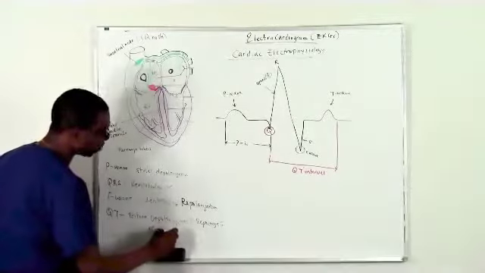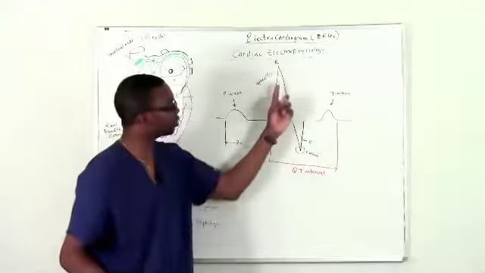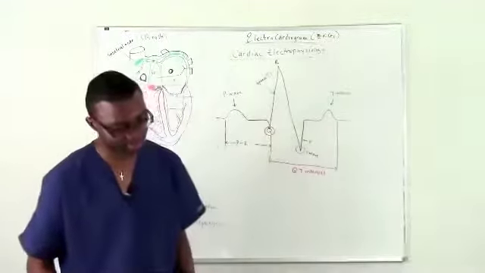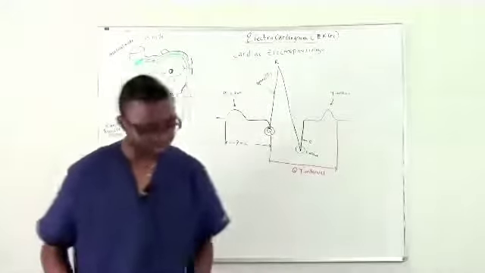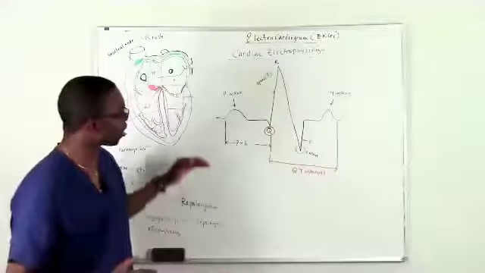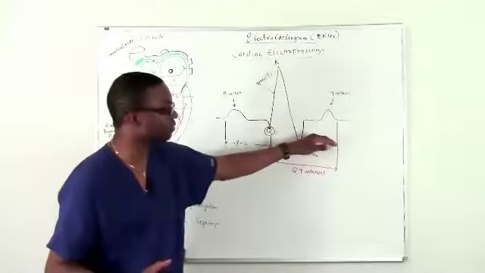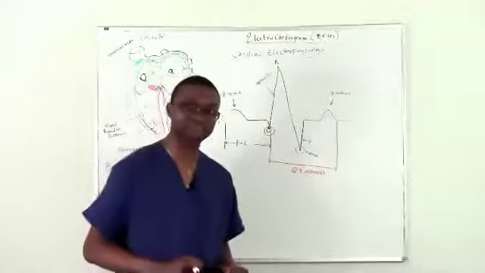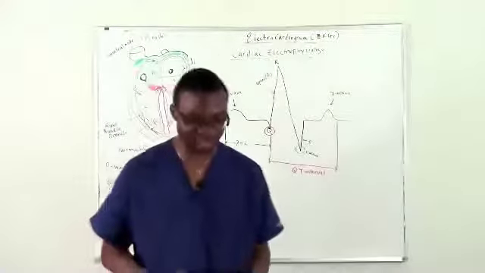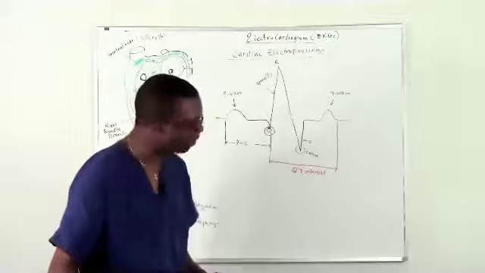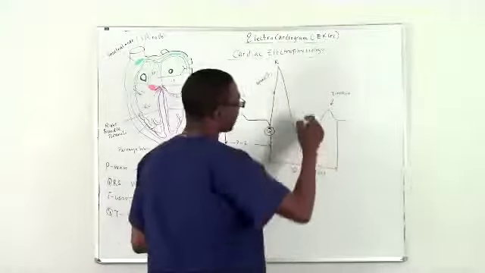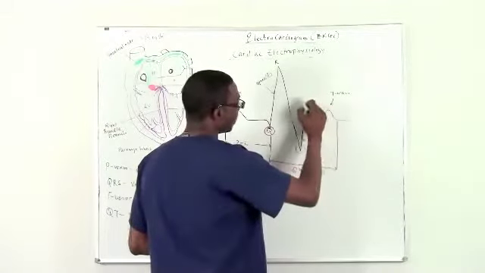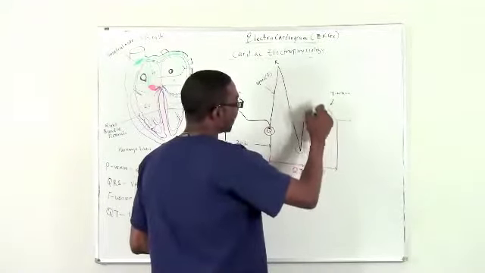As you can see here on the board, that's the ventricles. It depolarizes and then repolarizes. Now, there's a segment also on this cardiac electrophysiology graph that I've drawn on the board known as the ST segment. The ST segment is the segment between the end of the S wave to the beginning of the T wave right there. That's the ST segment.